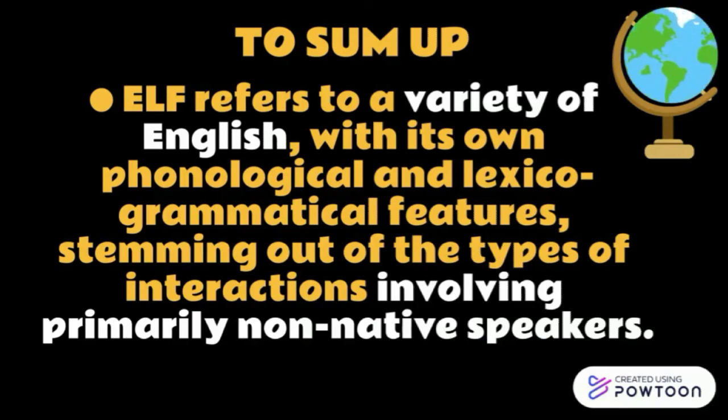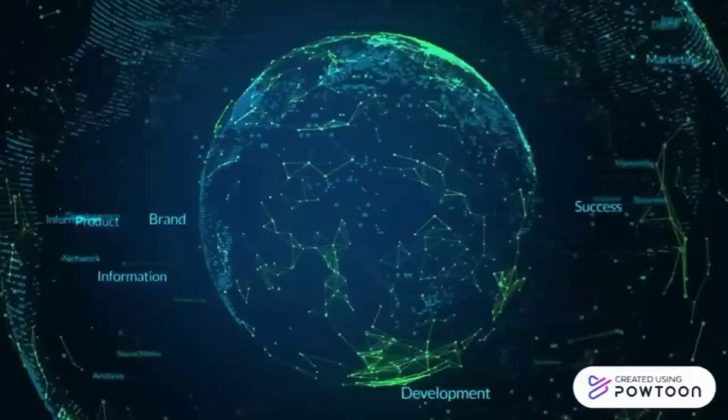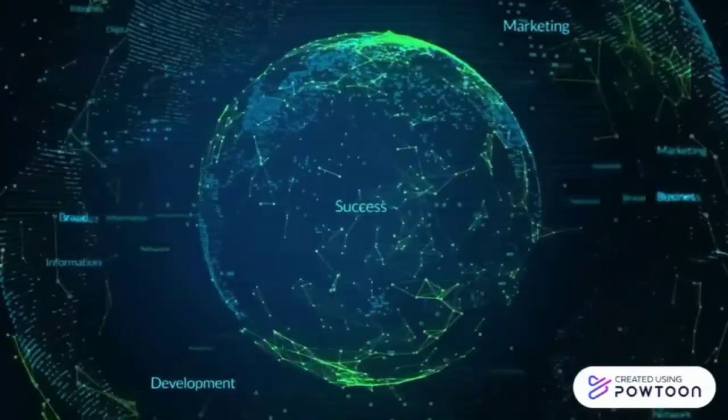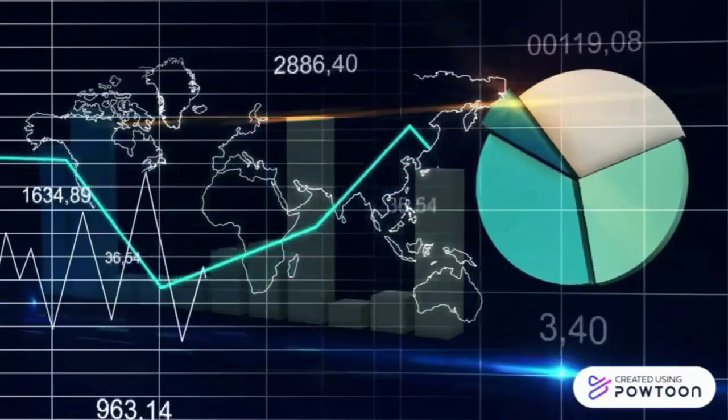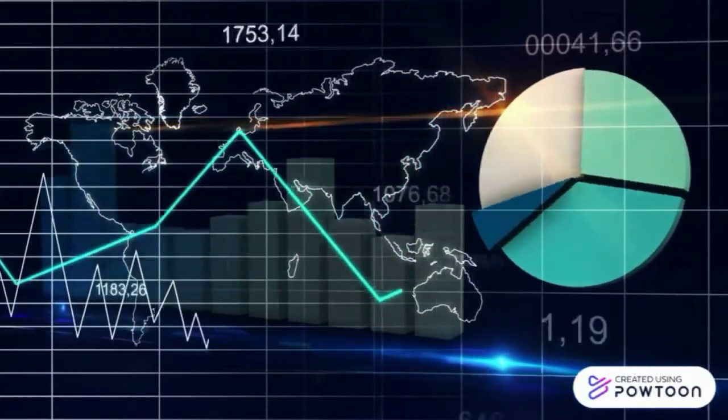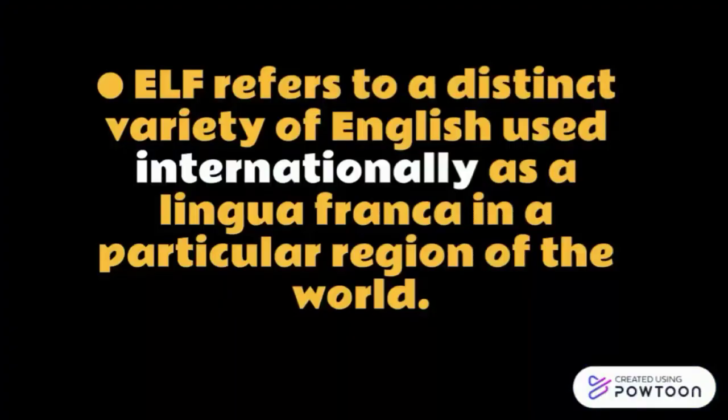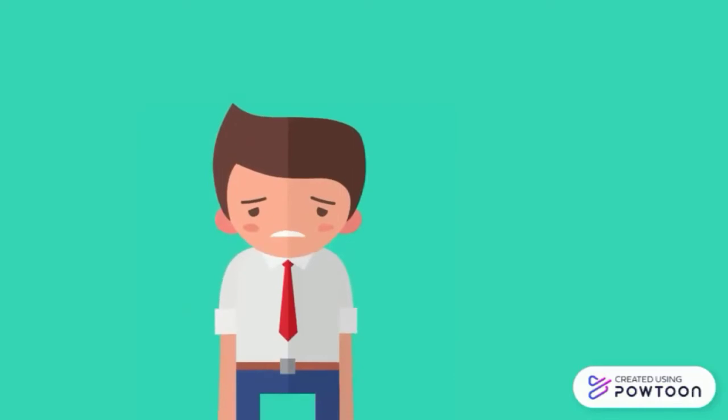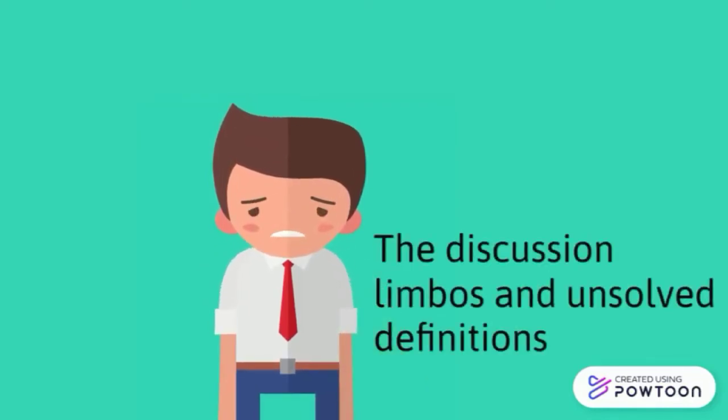The novelty in Kirkpatrick's account is that the concept of ELF is applied to an international but geographically, politically, and economically self-defined area of the world. We can therefore add a fourth interpretation of ELF. ELF refers to a distinct variety of English used internationally as a lingua franca in a particular region of the world. Even though Saraceni reaches no satisfactory conclusion about a closed ELF definition, he still points out the best way to understand English as a lingua franca.